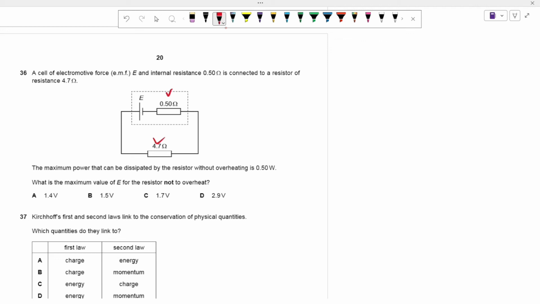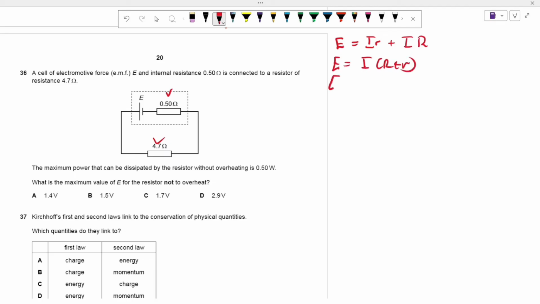So what I know is that my E will be equal to the current that passes through, because potential difference is current times resistance. So it's the current that passes through the internal resistance times the small letter r, plus the current that passes through the big resistor times the big R. So my E will just be equal to I(R + r).